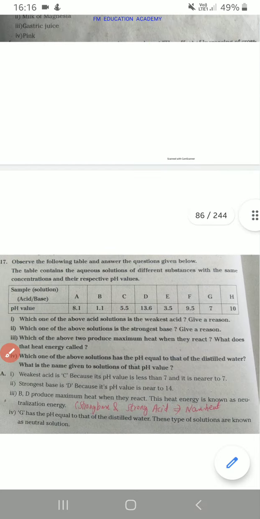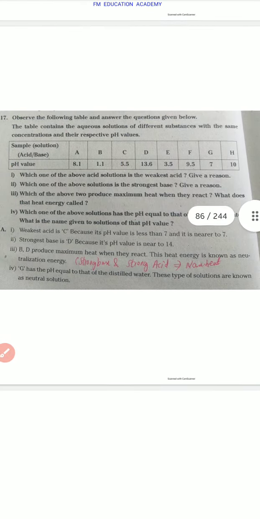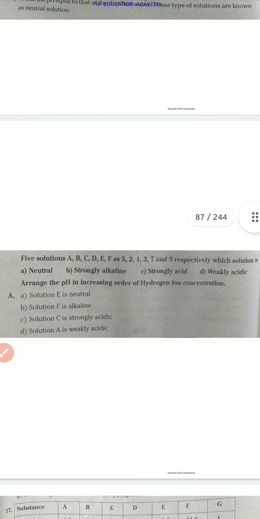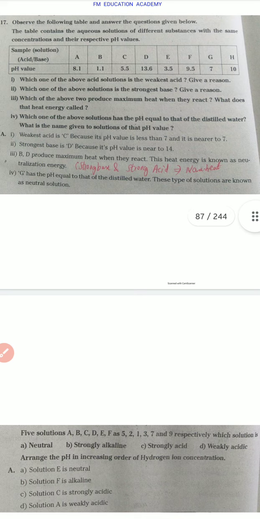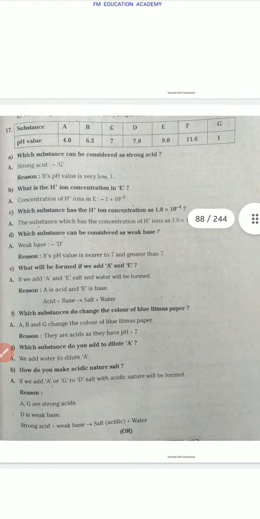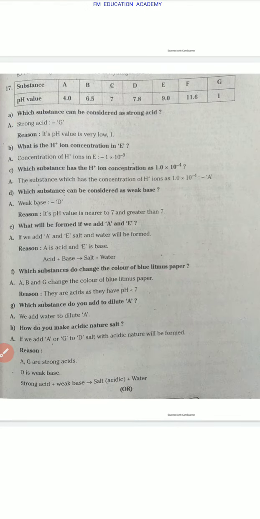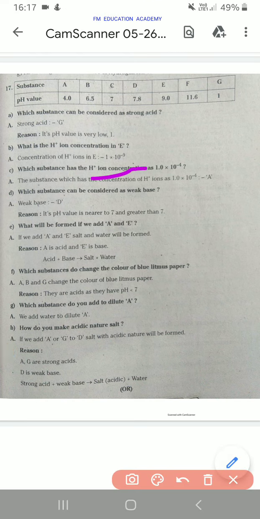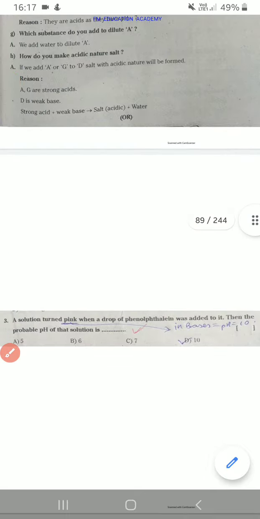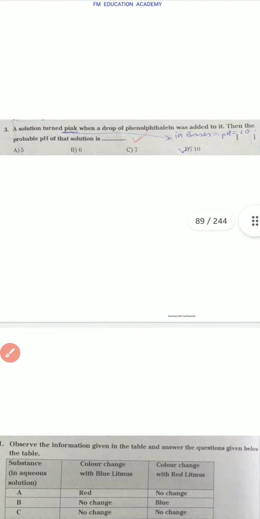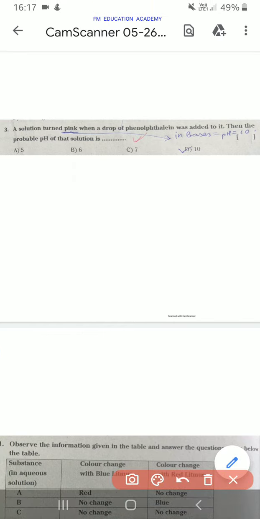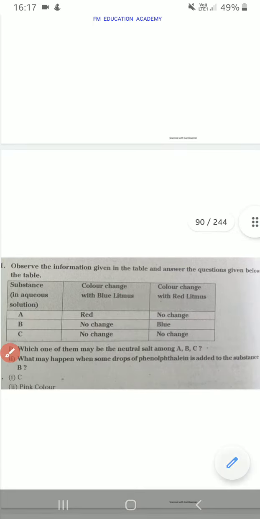Okay, next, this question is there. Answers are also there, you can go through it. Again, it is asking about acidic and basic, you can study that. H plus ion concentration means acidic solution. Okay, next we have a solution that turned pink when a drop of phenolphthalein was added to it. Then the probable pH of that solution is? Since phenolphthalein is added and we know bases turn pink when phenolphthalein is added, it is a base, because pH is 10. Then observe this question.